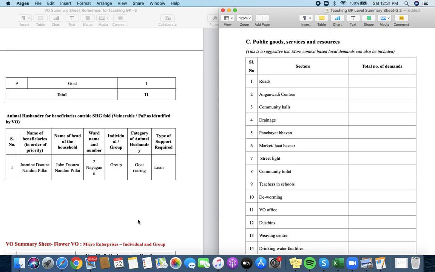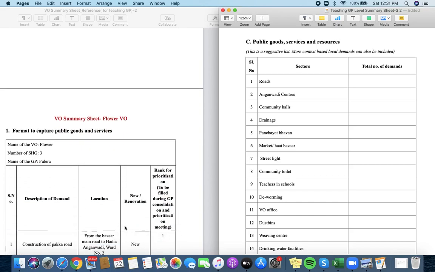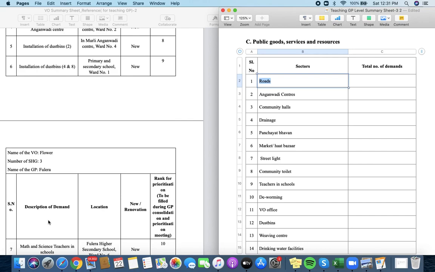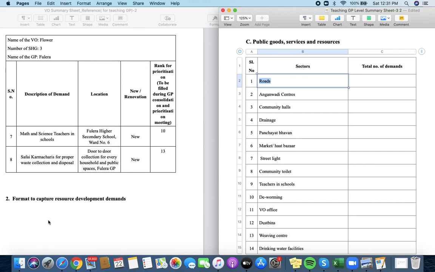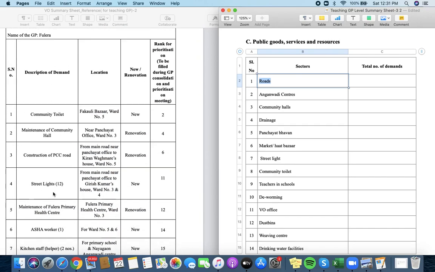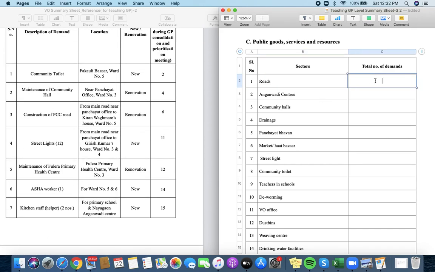Now I will teach you in a very similar way how to do the summary sheet for public goods and services. As you can see here, it is the VO summary sheet for Flower VO. In Flower VO we will see how many demands have come for road. So 1, 2, there are 2 demands for road. And now we will come to Neer Mahal VO, 3. So a total of 3 demands have come for road.